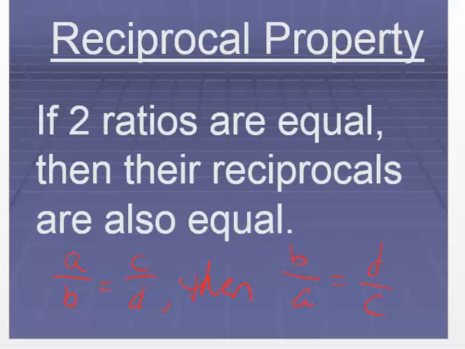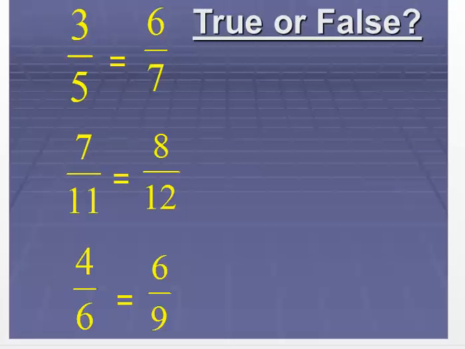So for examples, we'll start with some true-false problems. So true or false, 3/5 equals 6/7. And there's a couple ways you can look at these. You can look at it as an equation that has equivalent fractions. So to go from 3 to 6, we'd multiply by 2. 5 times 2 would give us 10. So those are not equivalent. We can also use the cross product property. 3 times 7 is 21, but 5 times 6 is 30. Those are not equal, so this is false.